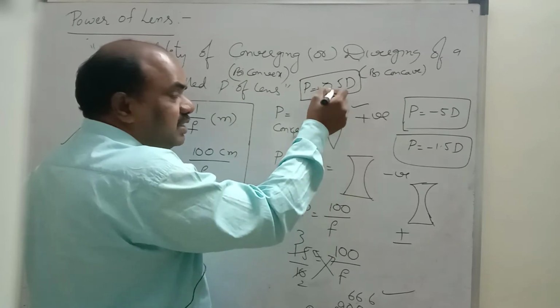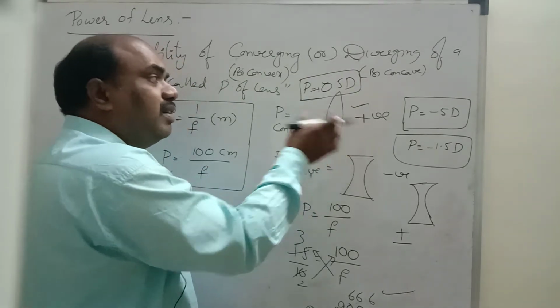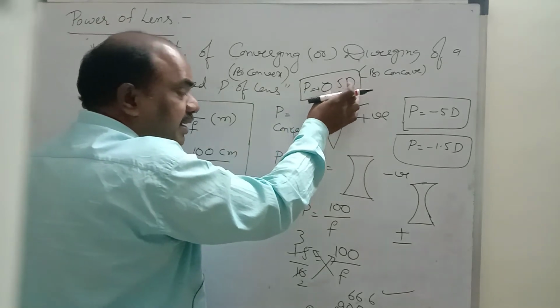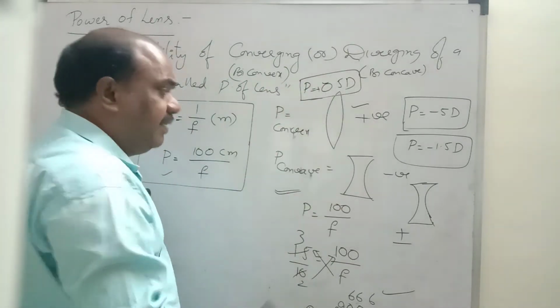Plus means convex lens, 0.5 means diopter. Diopter means nothing but the ability of converging. The converging ability is 0.5. That means every 1 degree, it bends 0.5 degrees.